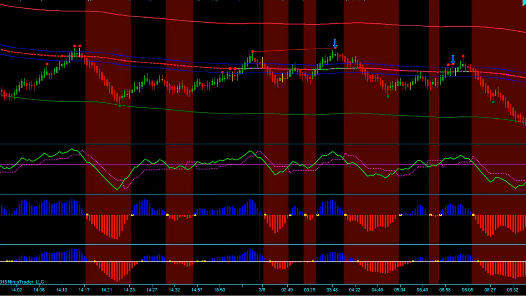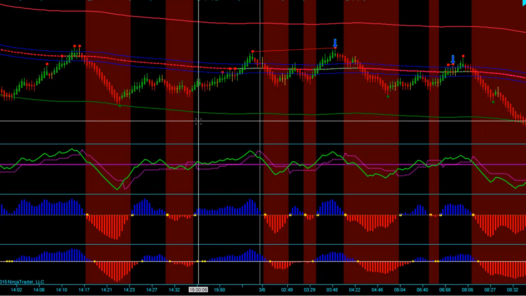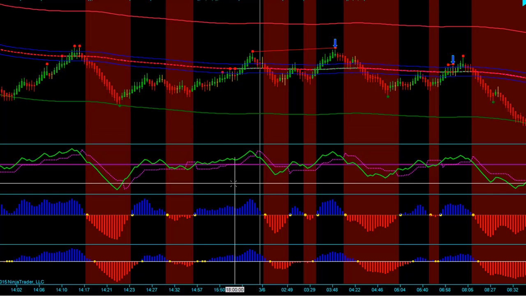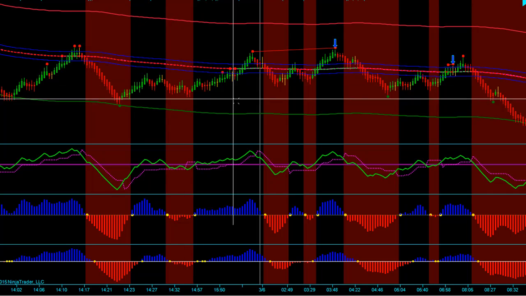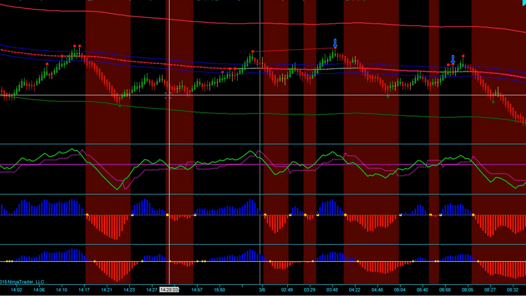I wanted to go over a couple of our indicators. We've got about 7 that we work with. Several of them are on this chart. This is just a medium time frame chart that we look at.